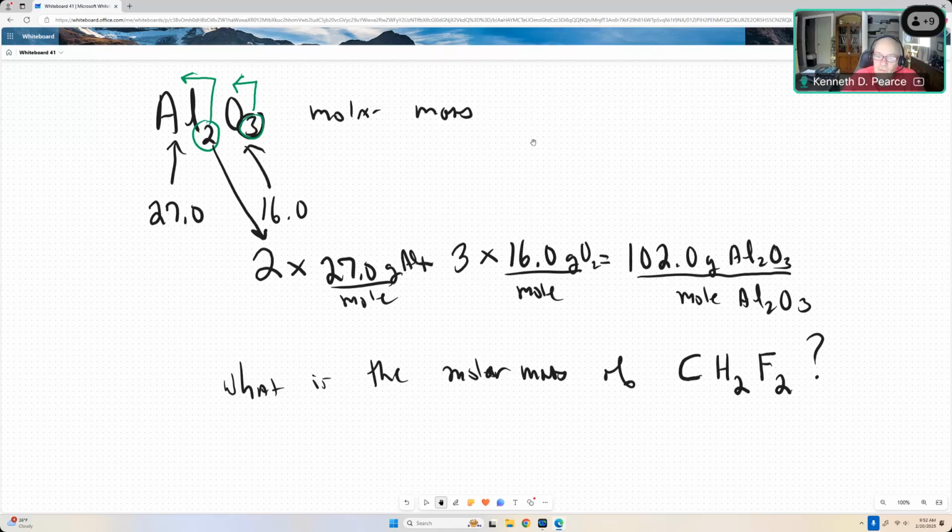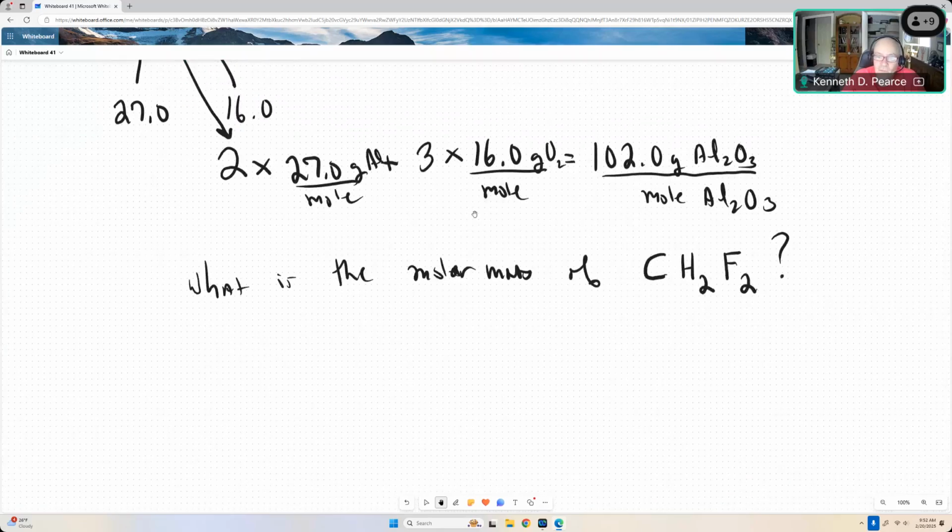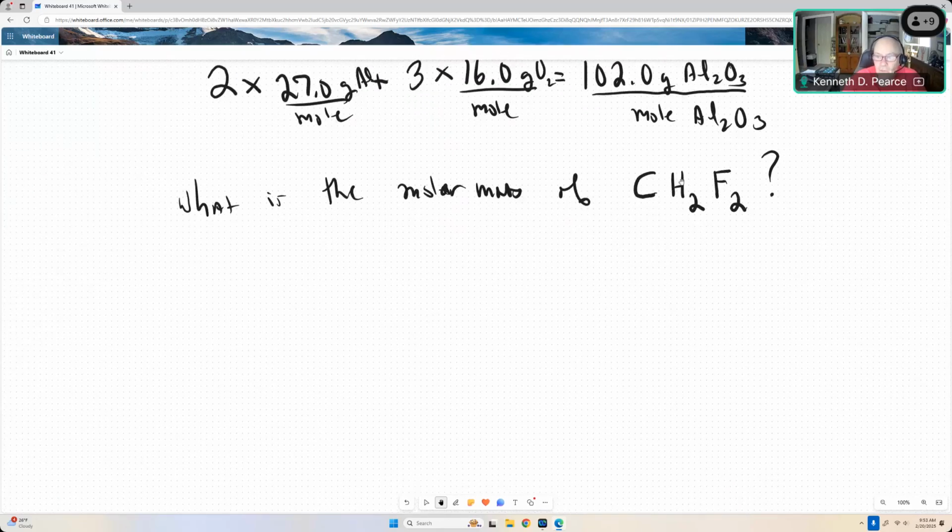All right, so let's look at this. We got a periodic table in front of us. And we say that there's one carbon. We got CH2F2. Well, there's a 1 here, even though it's not up there, so I know there's at least one carbon. So we say 1 times 12.0. That's for the carbon. Where did I get that 12 from? I got it from the periodic table.